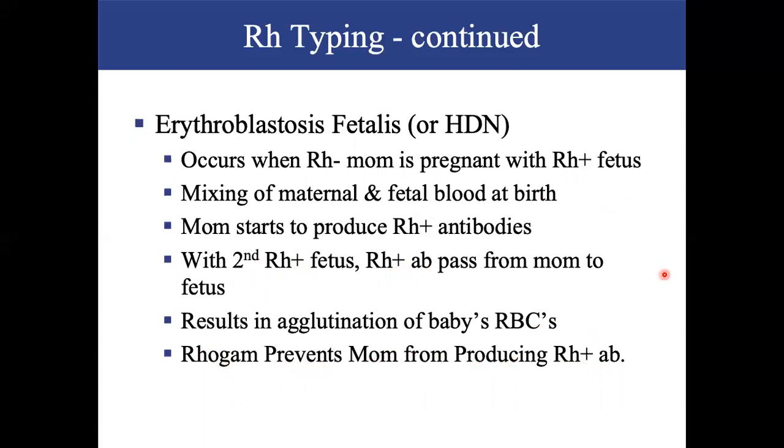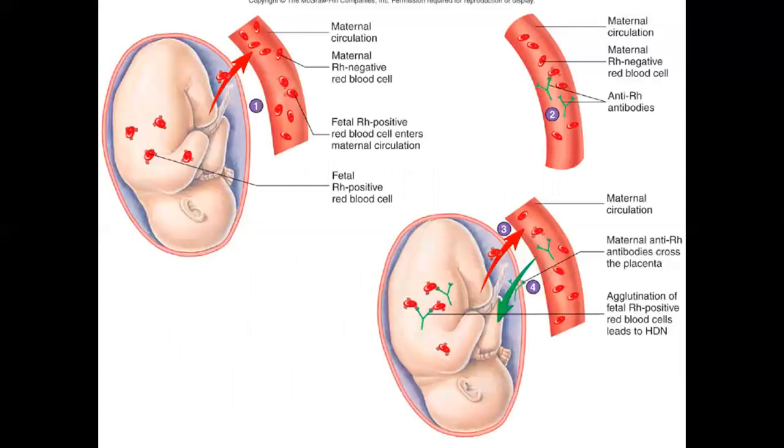So if they think that mom is Rh negative, they're going to do a blood test. They're going to measure her Rh gamma globulins and see how many antibodies she has or what the level is, and then give her the RhoGAM shot to decrease antibody production for Rh. Here's a picture to explain it better.